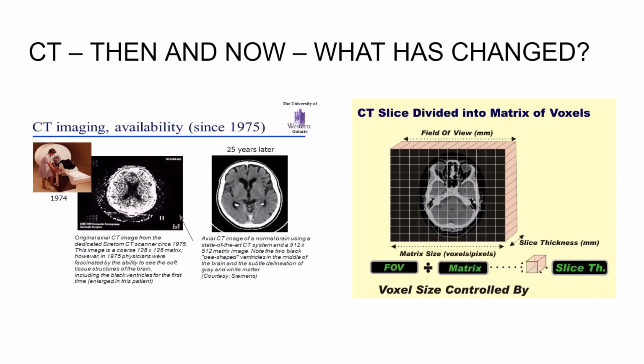These images show the advancement in CT imaging. In 1975, CT was only capable of a 128 by 128 matrix. Today, CT can use a 512 by 512 or 1024 by 1024 matrix.